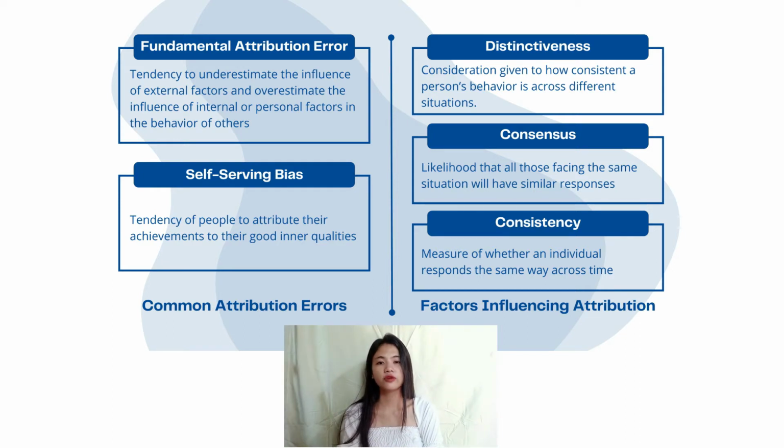Number two is the self-serving bias. This is an attribution error whereby people tend to ascribe their achievements to their good inner qualities and associate their failures with adverse factors within the environment. When people try to determine the causes of people's behavior, the fundamental attribution error and the self-serving bias commonly happen. The 10th question is worth 150,000 pesos. Here is Trisha for question number 10.